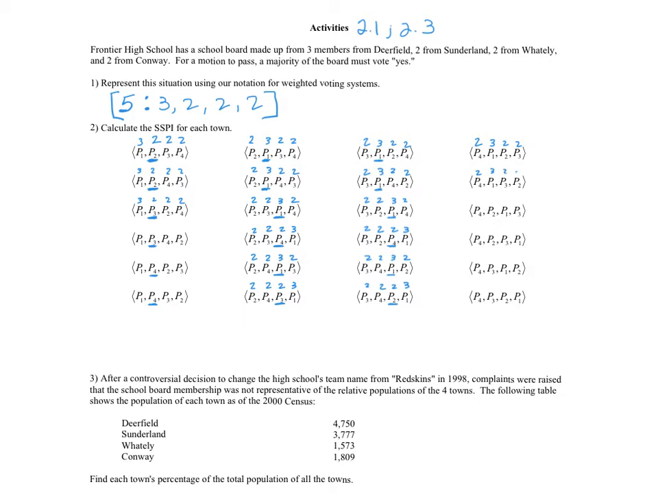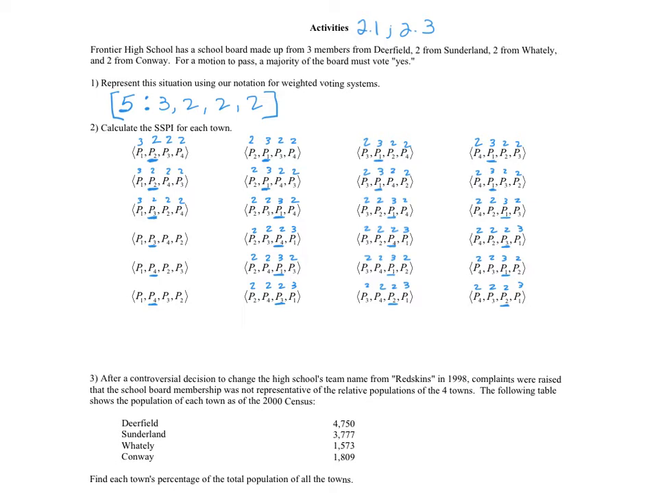And then last column: 2, 3, 2, 2, 2, 3, 2, 2, 2, 2, 3, 2, 2, 2, 2, 3, 2, 2, 3, 2, and 2, 2, 2, 3. Go from left to right, underline the player who gets you to or past 5 votes. So player 1, player 1, player 1, player 3, player 1, player 2.